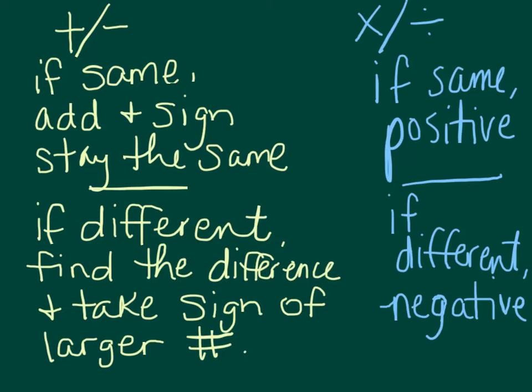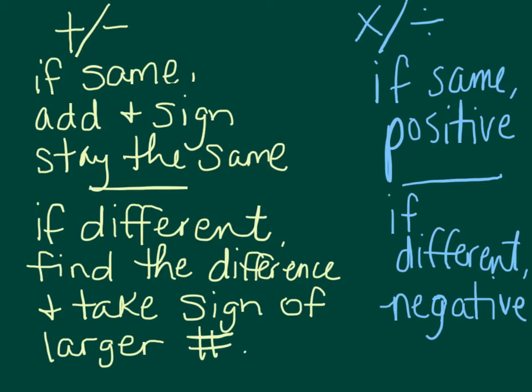If you're adding or subtracting and you have the same sign, both positives or both negatives, you simply add your numbers and you keep the same sign that you're dealing with already. If they're different signs, you find the difference of the two and take the sign of the larger number. I'll give an example of those in just one moment.